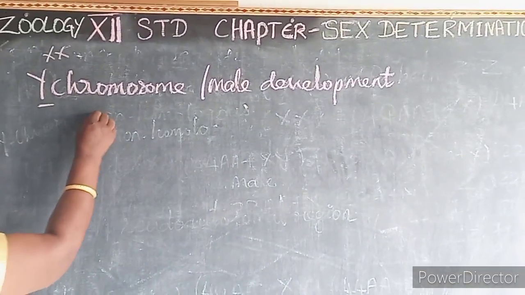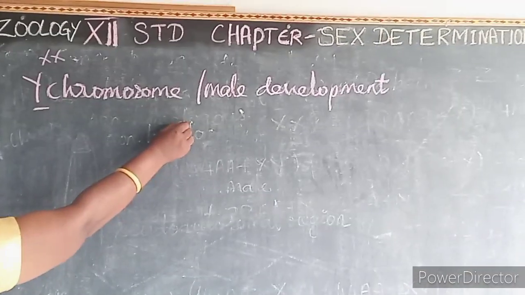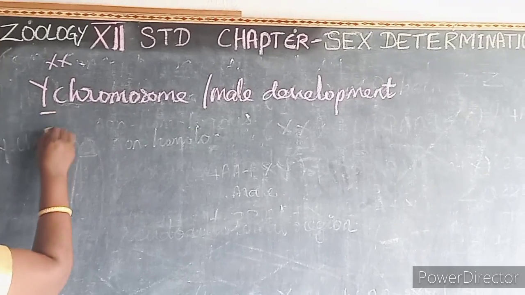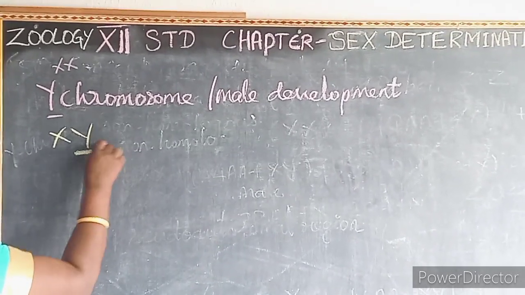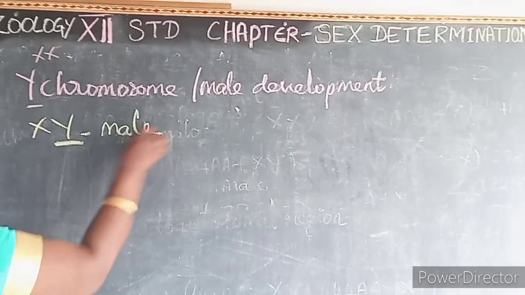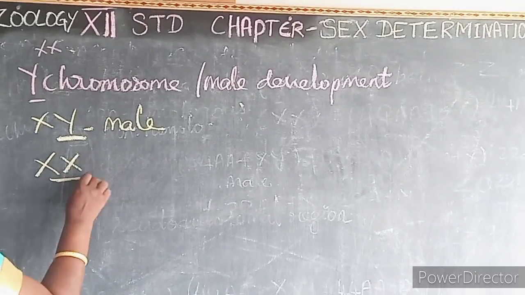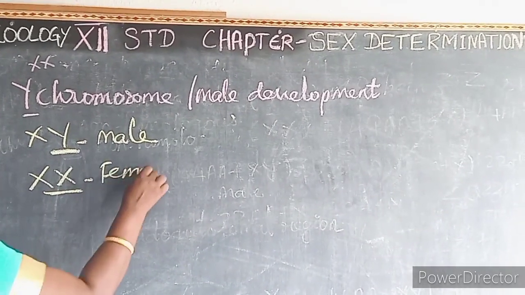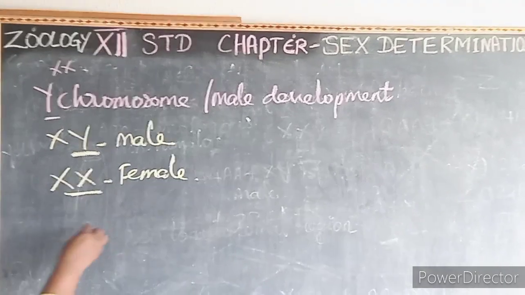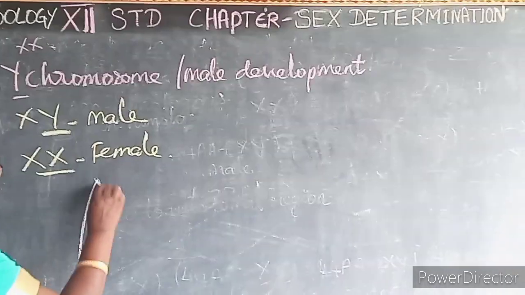About the Y chromosome and male development. So how this Y chromosome leads to the development of the male, and how this XX chromosome leads to the development of the female. So consider this is the Y chromosome.